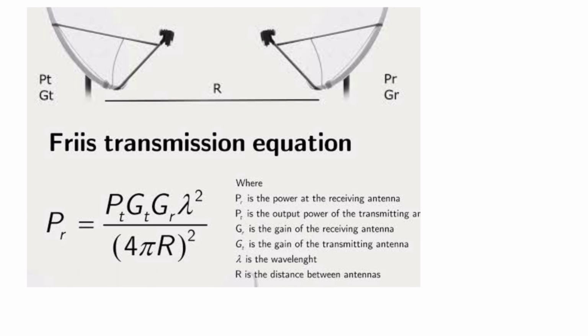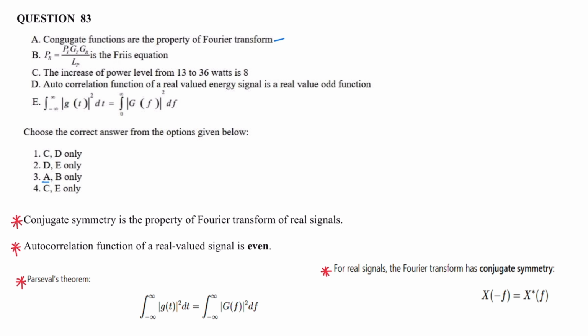In this Friis transmission equation, Pt is the power of transmitting antenna, Gt is the gain of transmitting antenna, R is the distance between two antennas, Pr is the power at the receiving antenna, Gr is gain of receiving antenna. Now Friis transmission equation is Pr is equal to Pt Gt Gr divided by 4 pi r by lambda whole square, where lambda is a wavelength of signal that is propagating from transmitter to receiver. Here received power Pr is equal to Pt Gt Gr by Lp. Lp is the path loss. So Friis equation is correct.